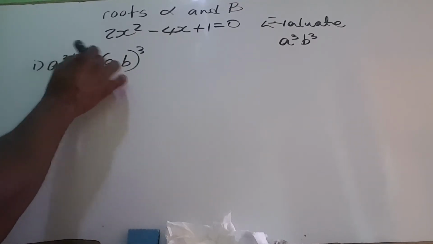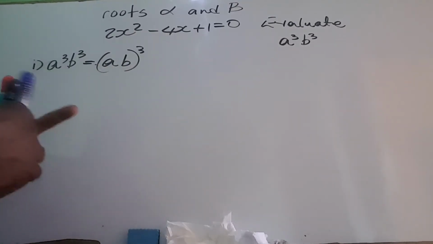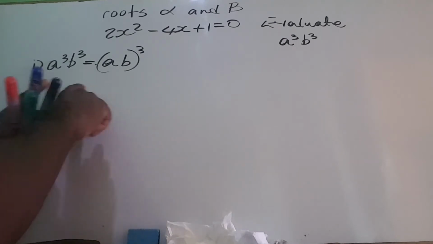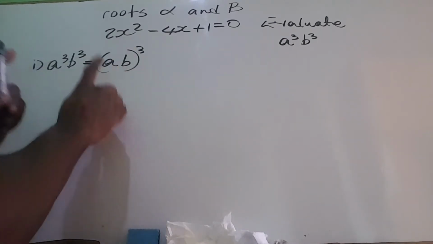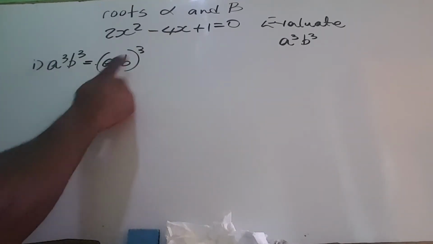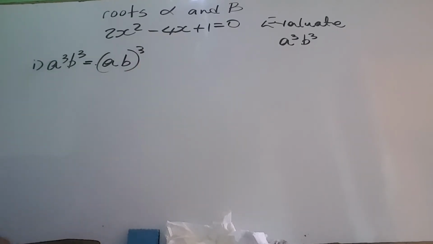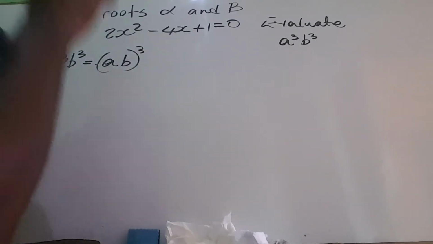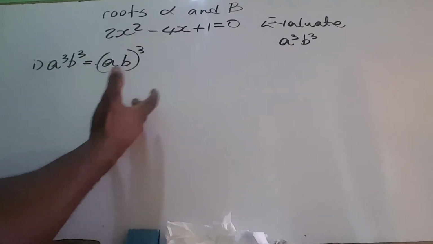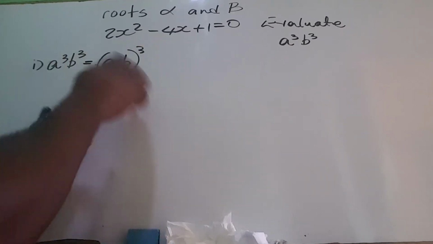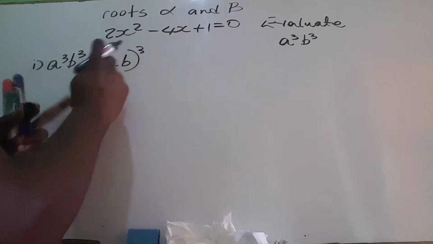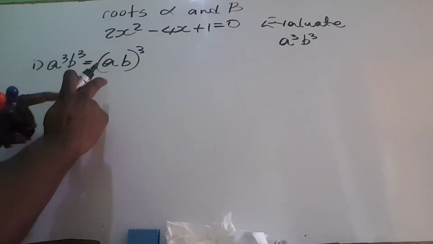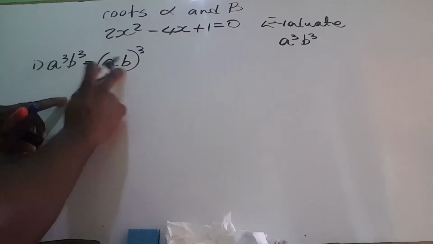Because the importance of what we're doing is that we're going to try to write all of our responses in sums or products. So this is the product cube. We're going to try to write all of our responses in either sum or product, then do some quick substitution. So for example, this can be written as the product cube.